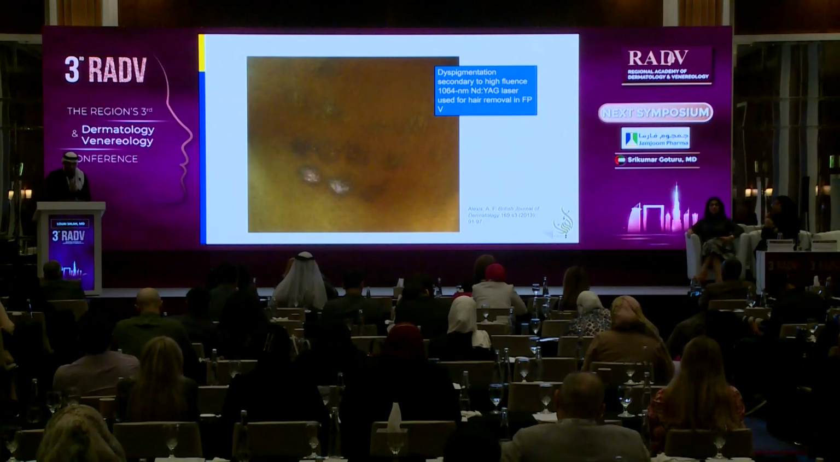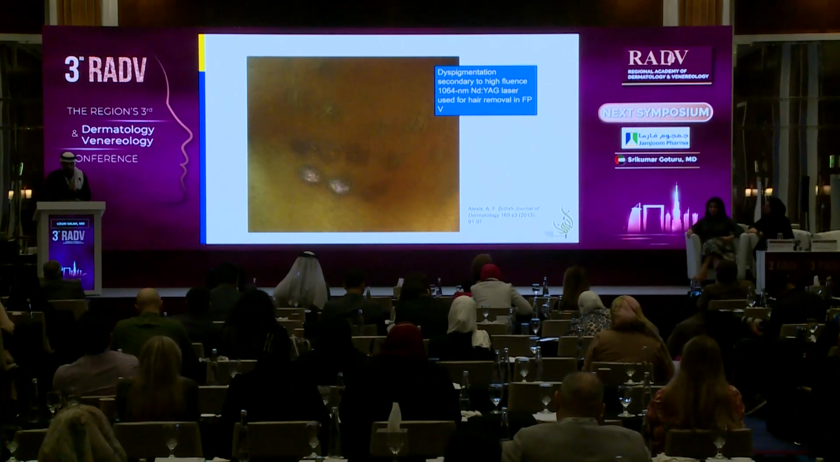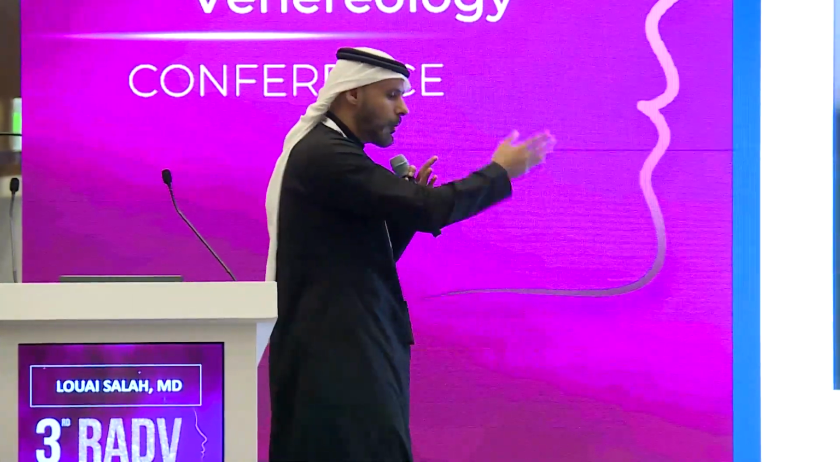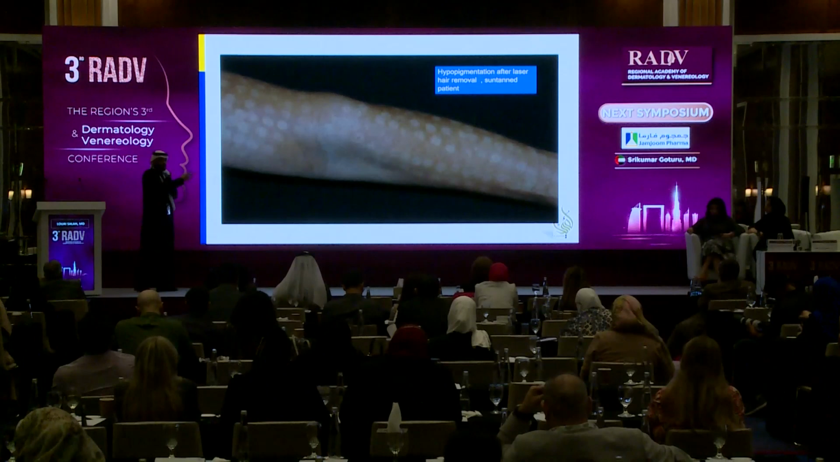So this one is dyspigmentation with 1064, again with a higher fluence. Again, you can get hyperpigmentation with hair removal. So this one is actually very common. They used the accurate laser, the perfect laser, and the fluence that you usually use for this patient. What is different here?